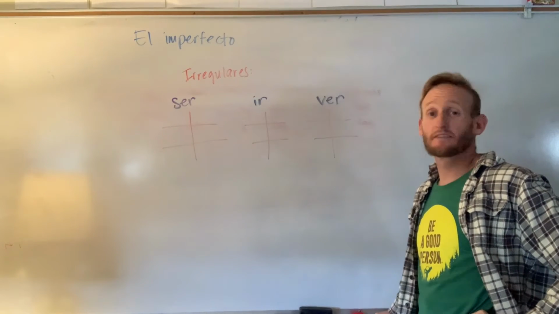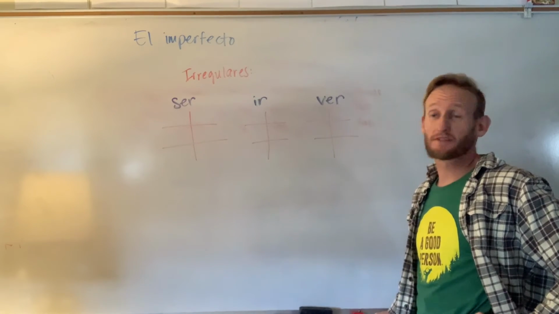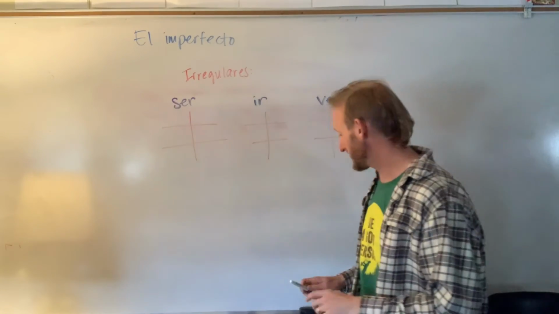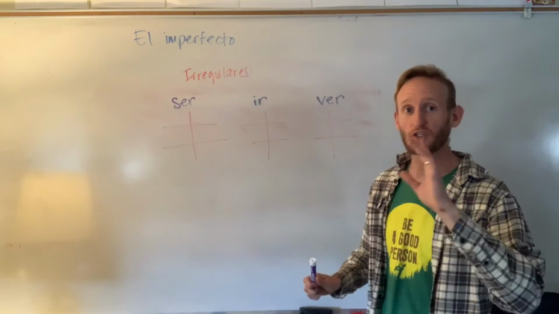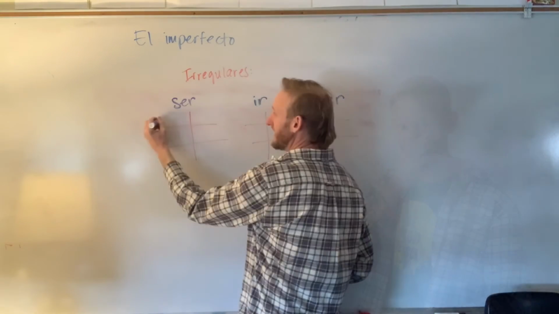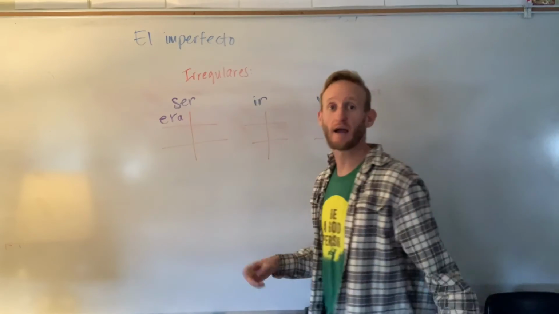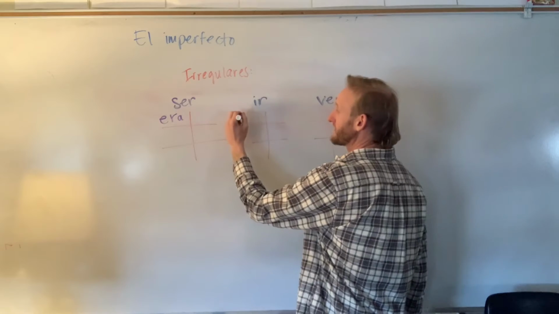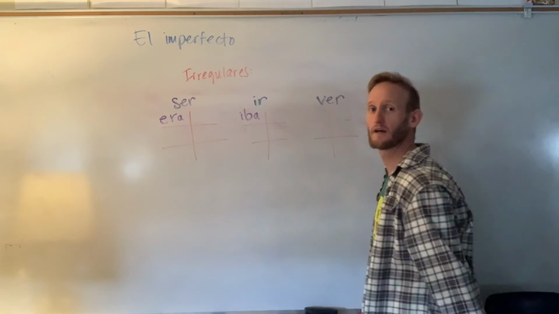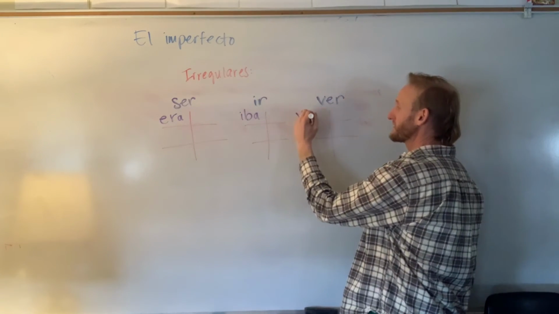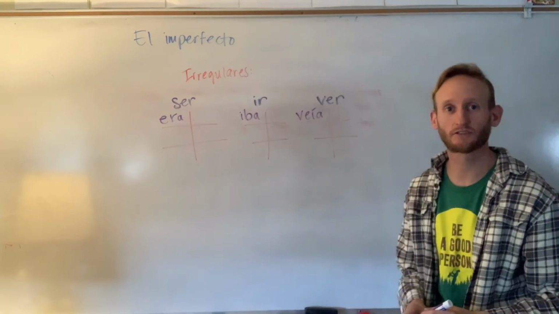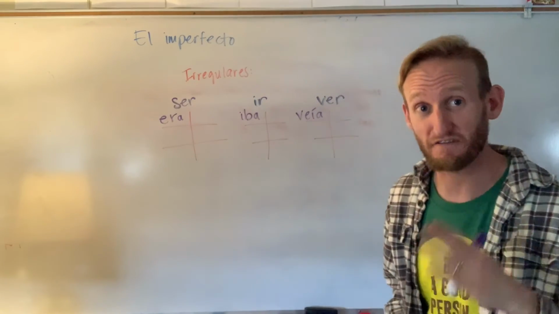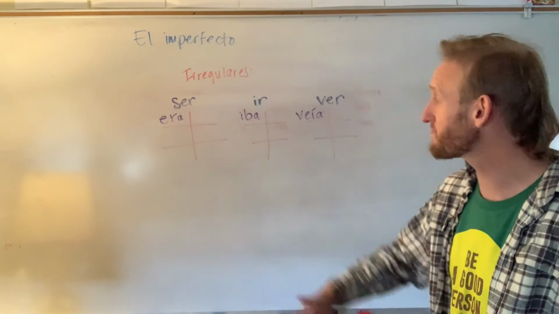Okay, let's look at our irregular verbs. Lucky for us in the imperfect, there are only three. What I'm going to do is give you the yo form of each of these. Era is like I was. For ir, it's going to be iba. And ver, it's going to be veía. So, remember, if you know the yo form, the other five conjugations are very similar. So just use what you know, predict. Ready, go.